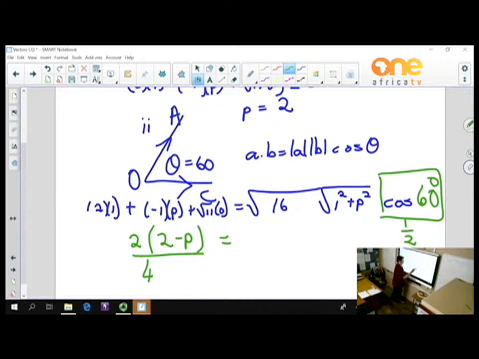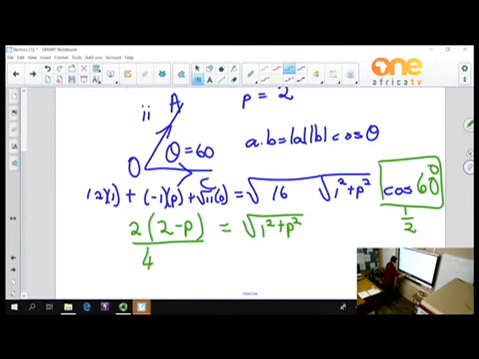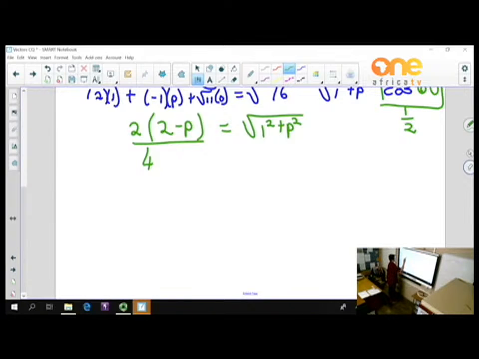And now, remember, you cannot just lift the root there. You have to keep it as 1 squared plus P squared. It is not 1 plus P if you lift the root. We can only do that when it's multiplication or division, not with addition or subtraction. So we first have to keep it like that. From here, it's just algebra that we're going to do. If I simplify it here, it is a half (2 minus P), which is equal to the square root of 1 squared plus P squared.